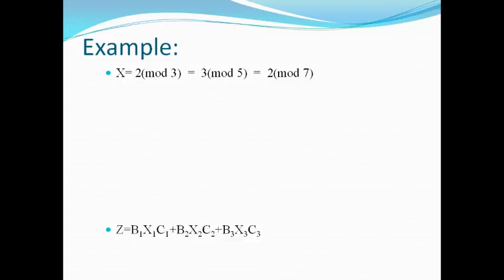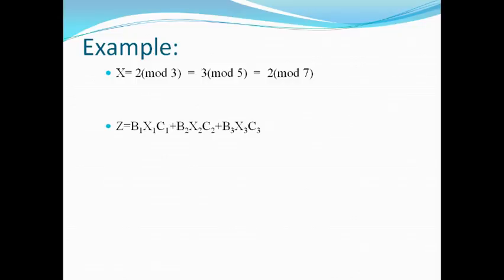Now I will consider one example based on the Chinese remainder theorem. Here, x is congruent to 2 mod 3, 3 mod 5 and 2 mod 7. And z equals b1 x1 c1 plus b2 x2 c2 plus b3 x3 c3.